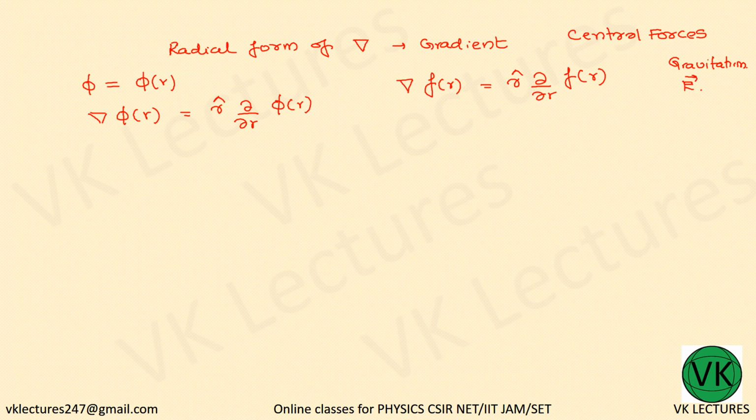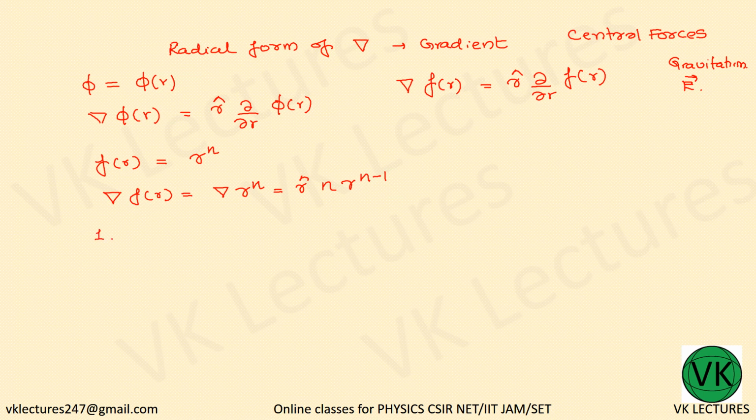Now if our function f of r is equal to r to the power n, then del of f of r is equal to del of r to the power n, which is nothing but r cap n into r to the power n minus 1. Okay, now a few examples we have.